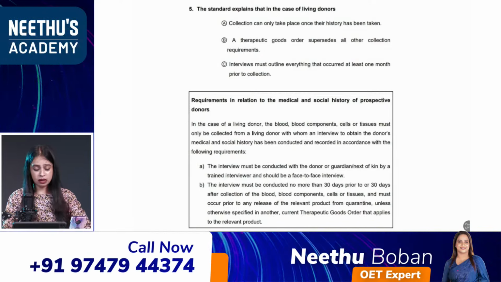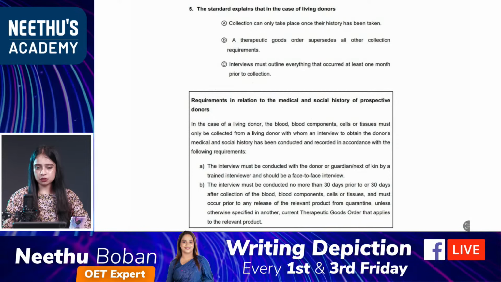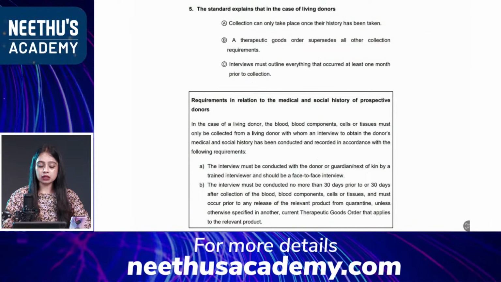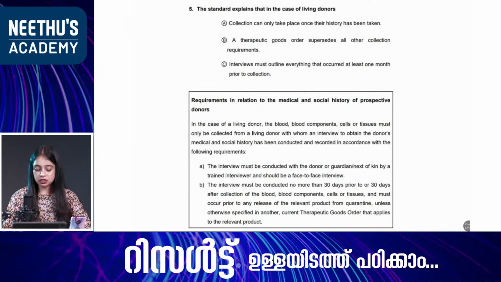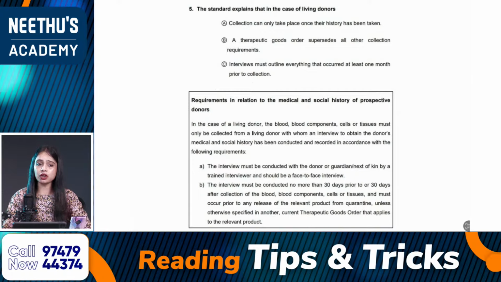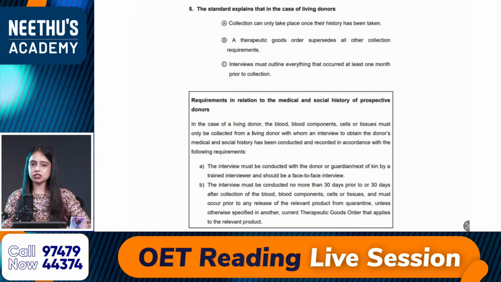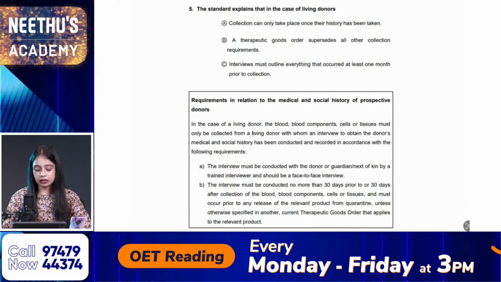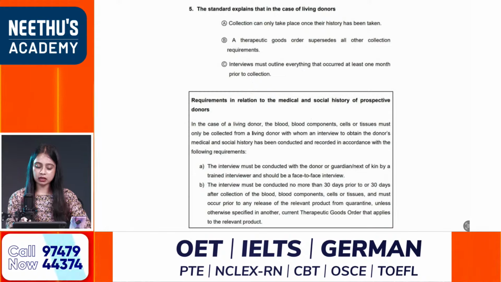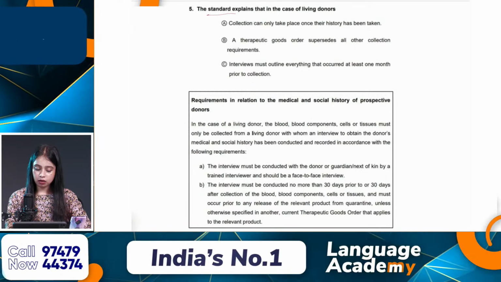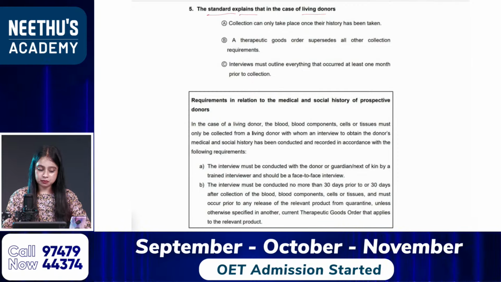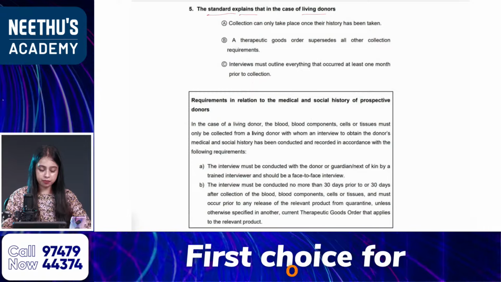I'll read this question, then let's discuss part B. The standard explains that in case of living donors. So what are the keywords from the question? The thing that I've noticed, there is no mention of which category of question this is. Any idea, anyone? What category of question is this? The standard explains that in case of living donors. So my keywords are standard, explains, as well as living donors. Which category? Let me know in the comment box.